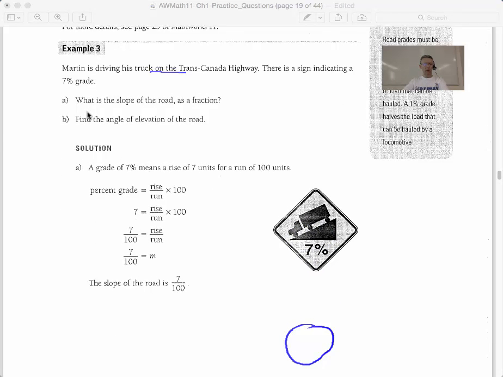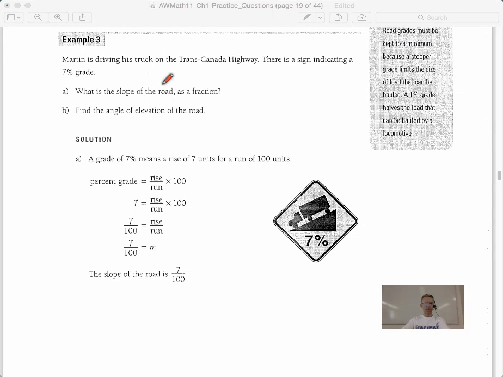Example 3 is saying that Martin is driving along the Trans-Canada Highway. There's a sign indicating a 7% grade. What is the slope of the road as a fraction? And also find the angle of elevation of the road. So it's wise to draw a triangle. If you don't have a diagram, then draw one. So perhaps we will draw a triangle right here. Excuse my drawing. Okay, the grade 7% means a rise of 7 units for a run of 100. 7 over 100 is 7%, as you can see.